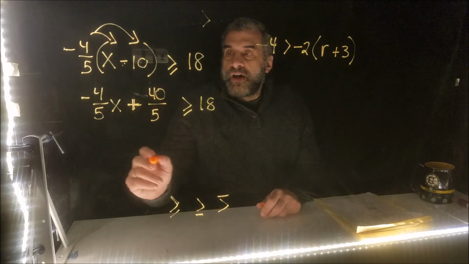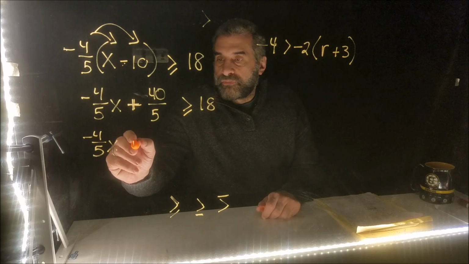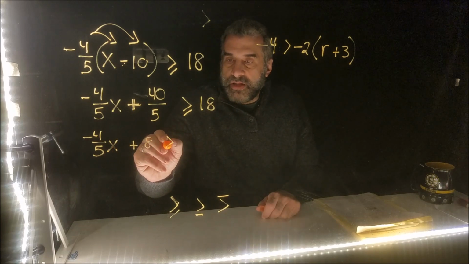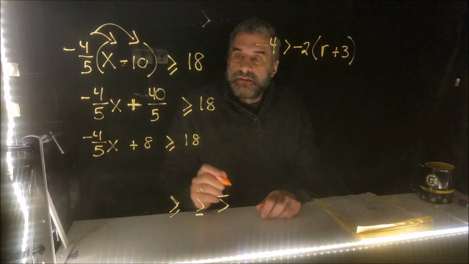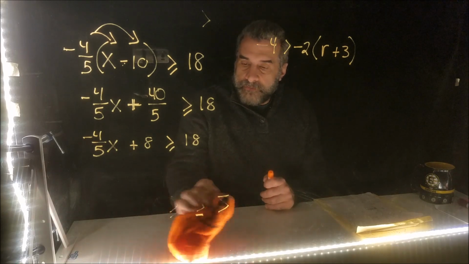So we know 40 over 5 is 8, so if we want to rewrite this, it's negative 4/5 x plus 8 is greater or equal to 18. So what do you think the next step is? Let's get this out of the way.